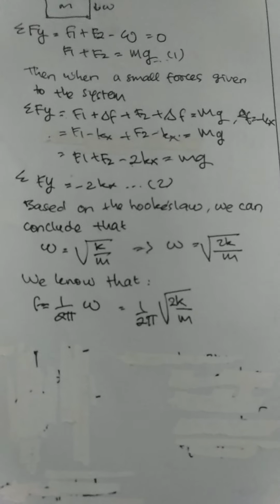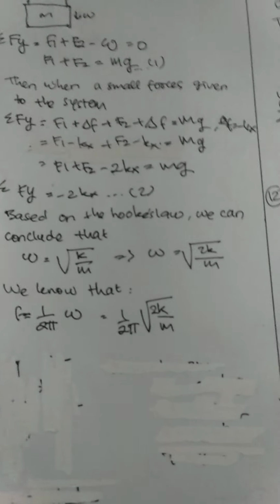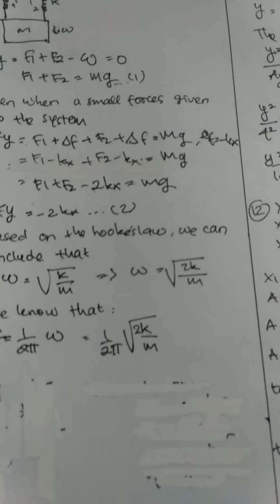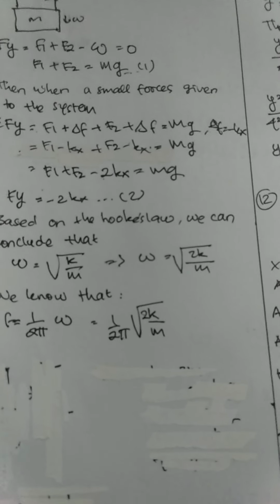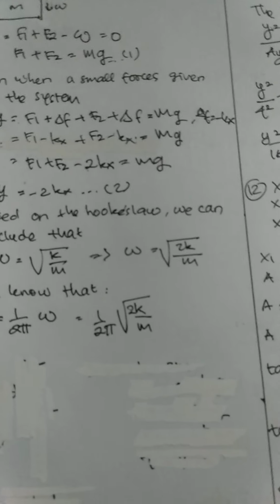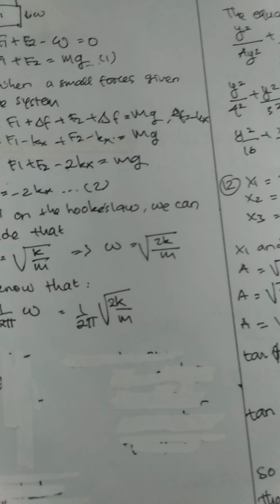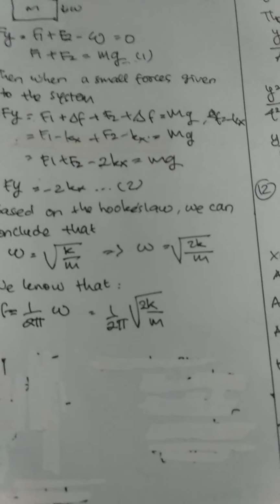Then, when a small force is given to the system, sigma Fy is F1 plus delta F, F2 plus delta F. F1 equals Kx plus F2 equals Kx. It's the same: F1 plus delta F plus F2 plus delta F equals M times g. Delta F is minus Kx. So the result is F1 plus F2 minus 2Kx equals M times g.